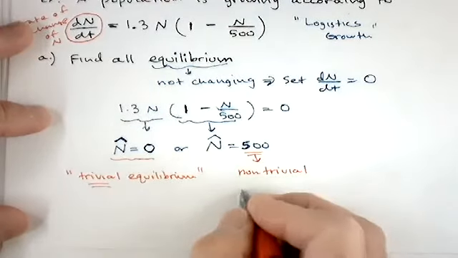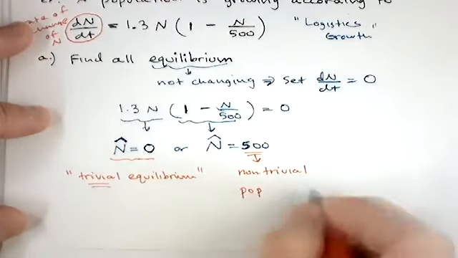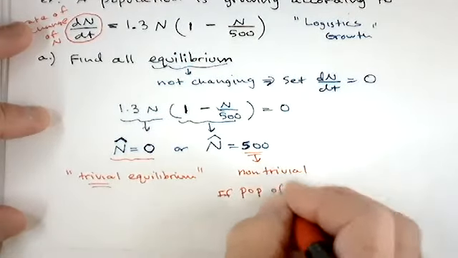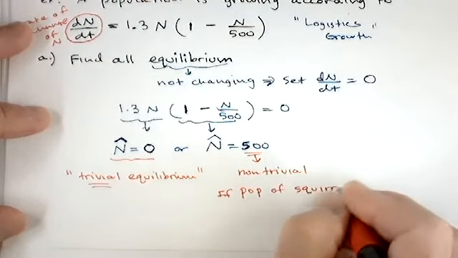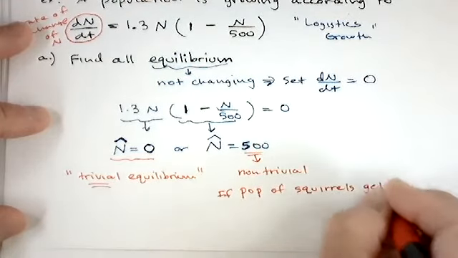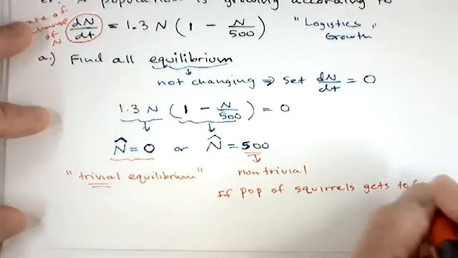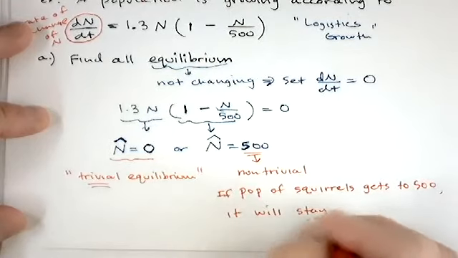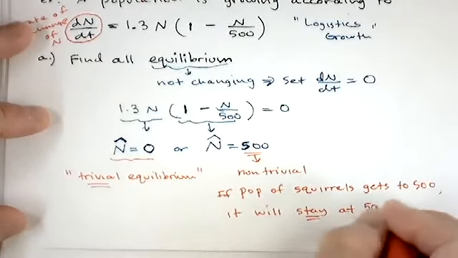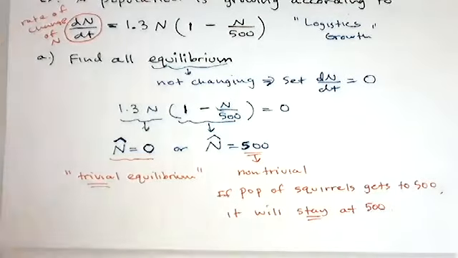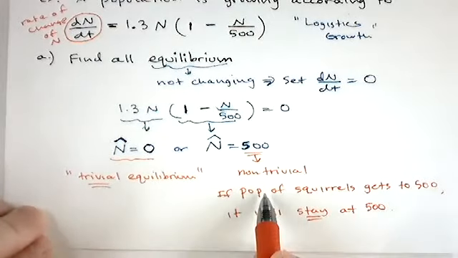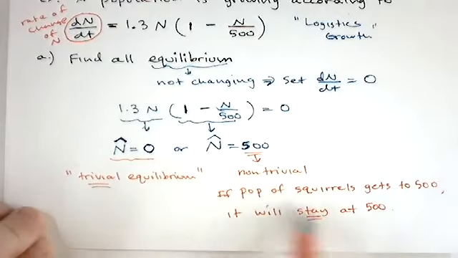What this is saying is if my population of squirrels gets to 500, it will stay there. It will not change, according to this model, right? It will stay at 500. By the way, I told you this is all related to stuff in 17A. Does anybody remember? There's a term in 17A with sequences that we found where if you're at that value, it never changes.